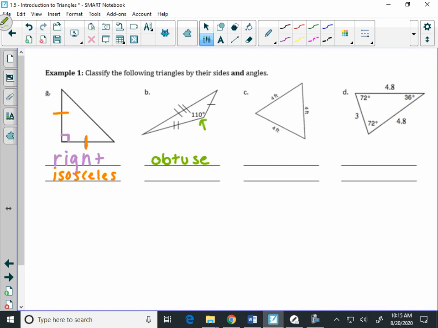When I look at the sides, they all have different tick marks. This side has 1 tick mark, this side has 2 tick marks, this side has 3 tick marks. Therefore, all 3 sides are different because they have different tick marks. When that happens, all 3 sides are not congruent. Therefore, this triangle is scalene. So it's an obtuse scalene triangle. It has an obtuse angle. All 3 sides are different.